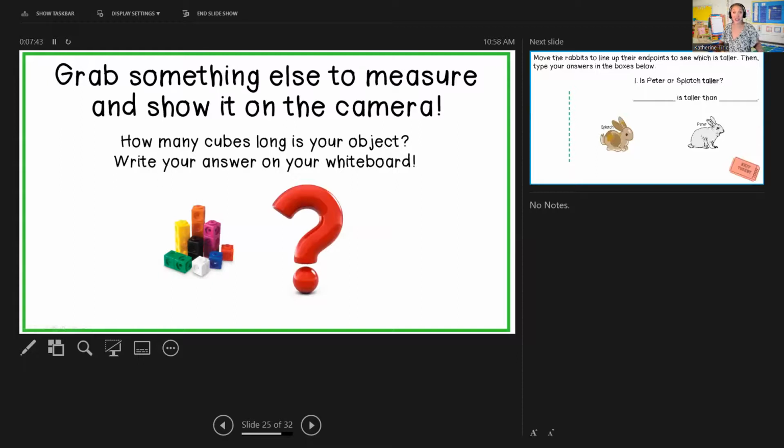Next, you can just go around your house and go find some other objects and figure out how many cubes long those objects are. Have some fun measuring as many things as you can find in your house. So pause and go and do that next.